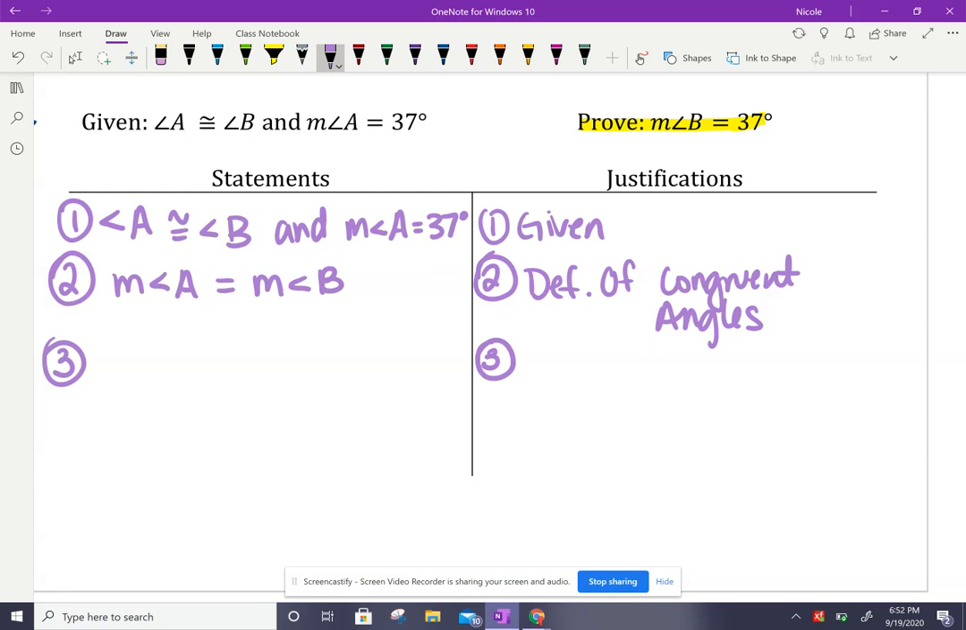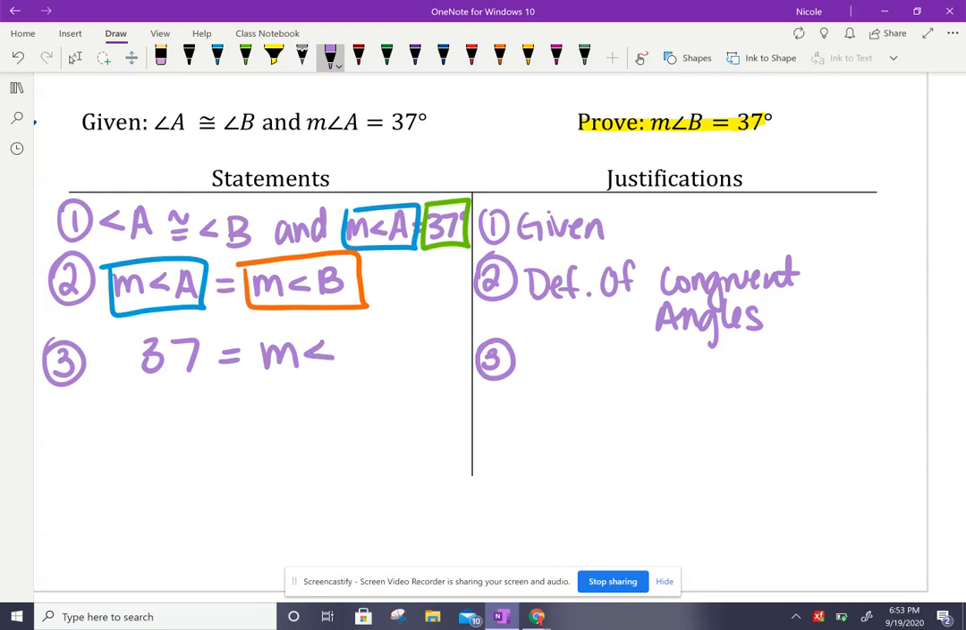Now, because of that definition of congruent angles, those two measures are equal to each other. And I need to look at, do I see the measure of an angle written anywhere else in my proof? And I do, right here. That measure of angle A, since it's provided for me, is going to help give me information to get my proof statement set up. Because I have the measure of angle A equal to 37 degrees, and it is equal to the measure of angle B, I can now say that 37 degrees is equal to the measure of angle B.